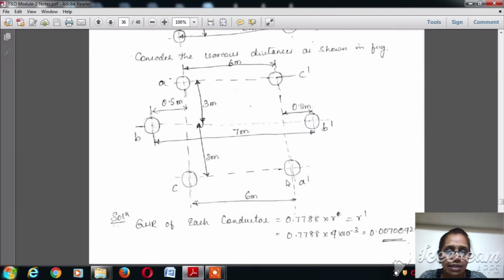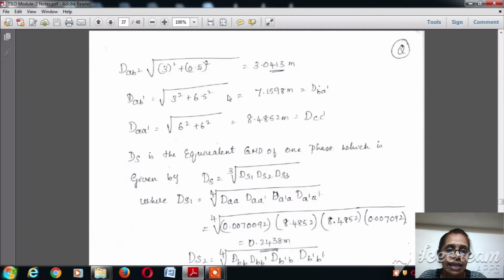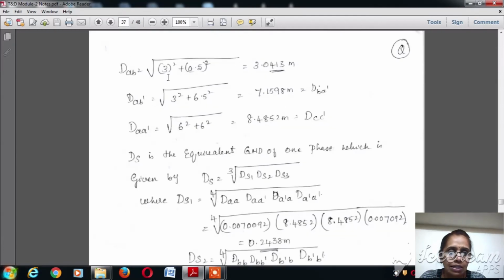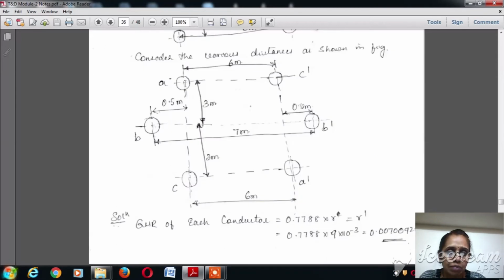After this, we can calculate, consider the distances. Since it is a transposed line, DAB can be calculated. DAB is nothing but equal to, consider the triangle here, the square root of, we need to find out the hypotenuse, square root of 3 square plus 0.5 square. Then similarly, DAB dash can be calculated. So DAB dash is this hypotenuse.